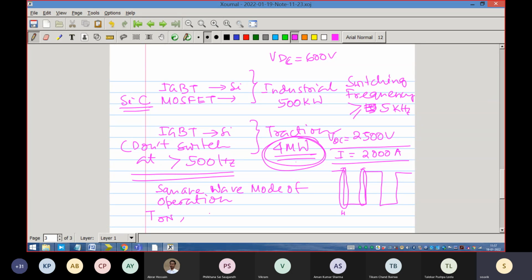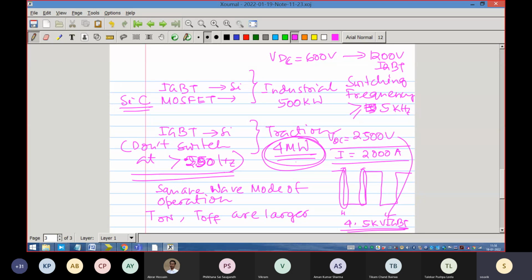We call it T on and T off; they are larger compared to low voltage devices. This 600 volt application requires 1200 volt IGBT, and this requires a 4.5 kV IGBT. And this 4.5 kV IGBT, not even 500 Hz, it will not go beyond 250 Hz switching frequency. That is the issue, and keeping that in mind, we have to learn how the inverter operates in the simplest way, that is the square wave way.